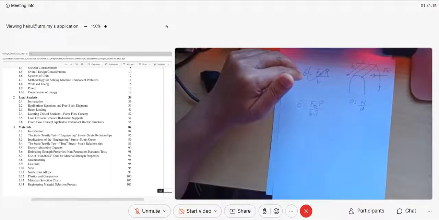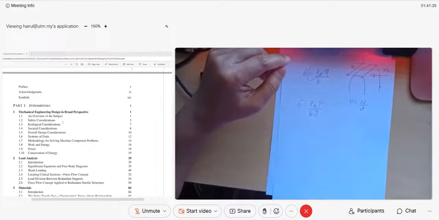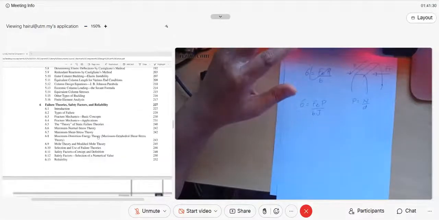Okay, let me share the textbook with you. Can you see the textbook, class? Hello class, are you there? Yes, we can see it. Our gear textbook in chapter 15, right?